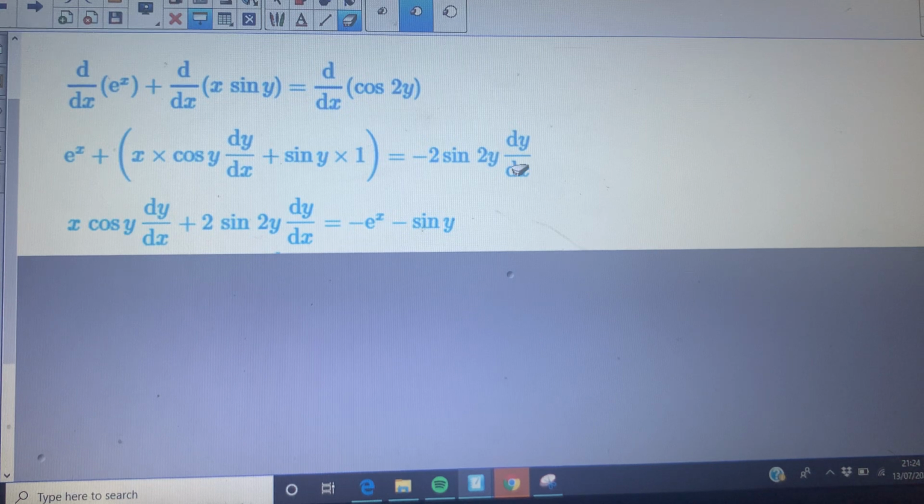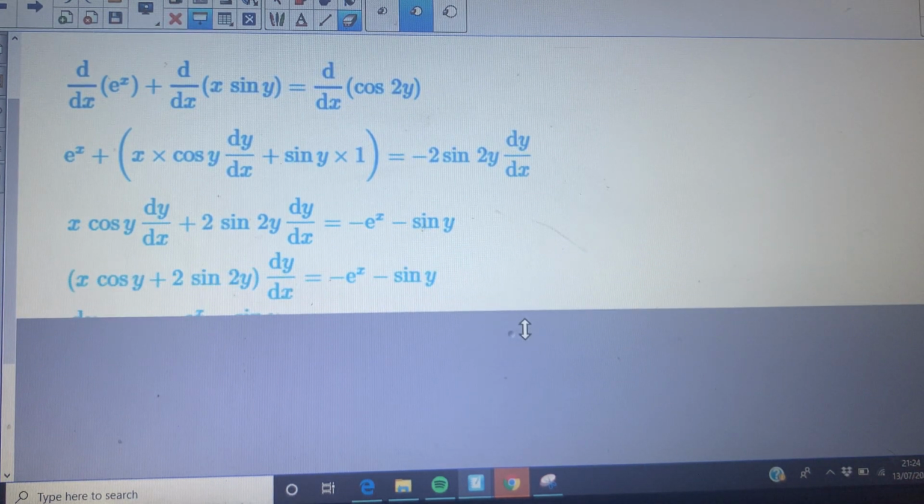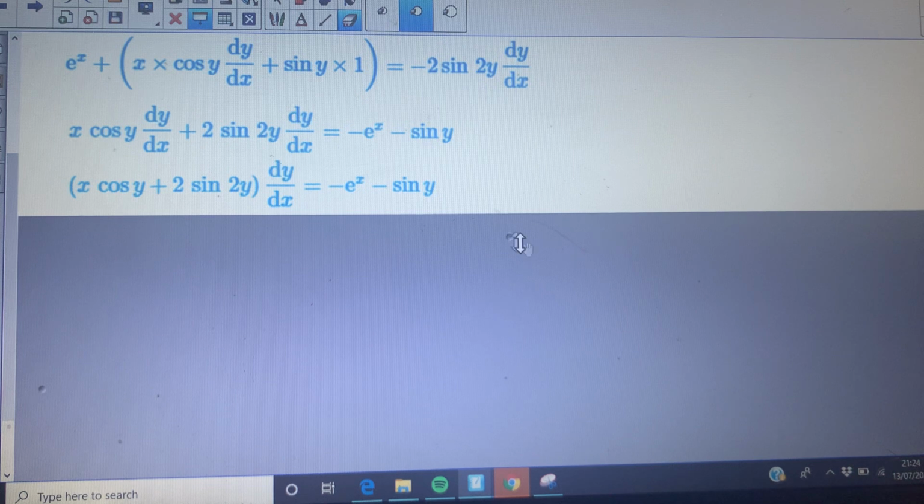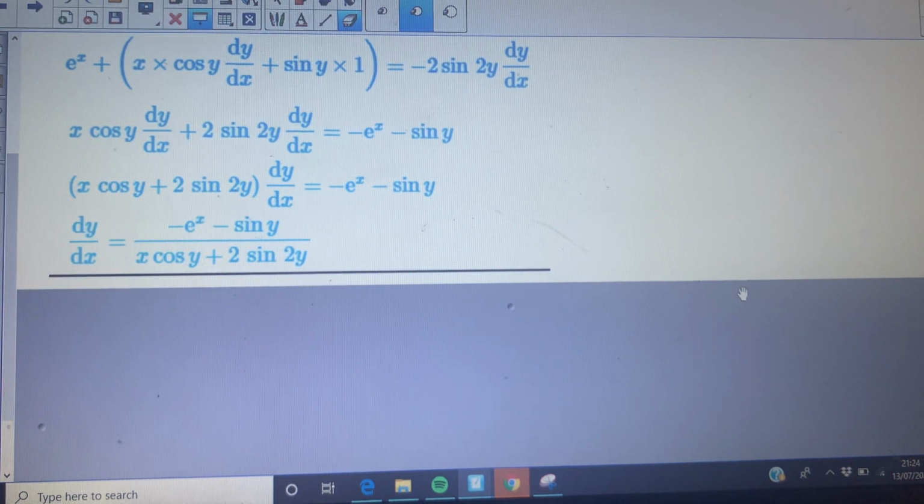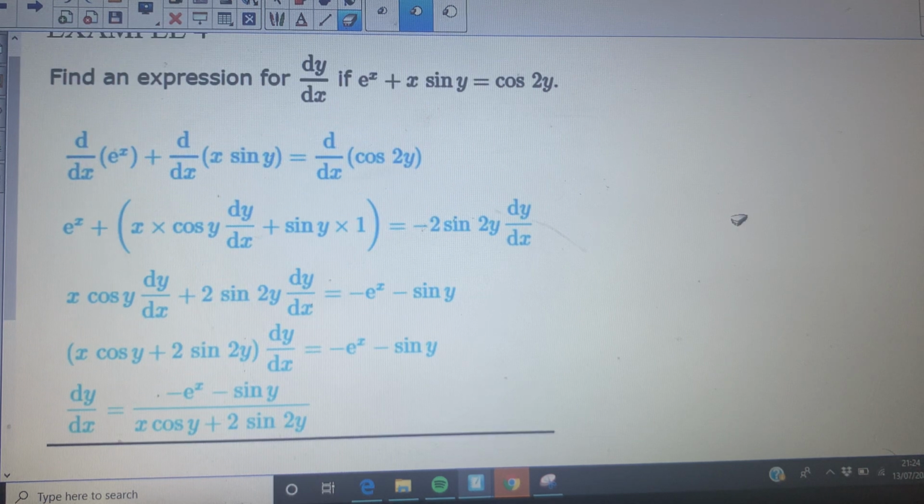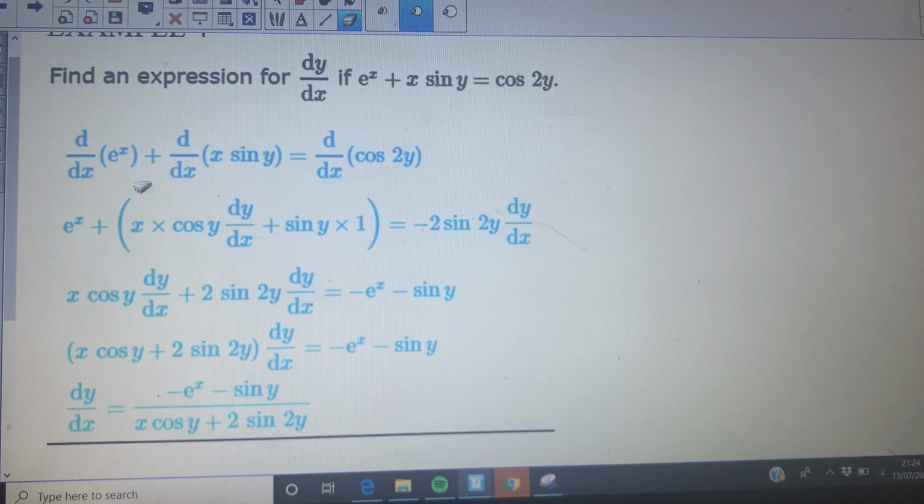They've then gathered the dy/dx's on the left, so this has come over and these two terms have gone over there. So that's become minus sin y and minus e to the x. You then take out a factor of dy/dx on the left. And now to make dy/dx the subject, divide both sides by x cos y plus 2 sin 2y. So what was quite hard about the example they've done there is that they didn't break the product rule down for you. They didn't say u is x, v is sin y, and so on.